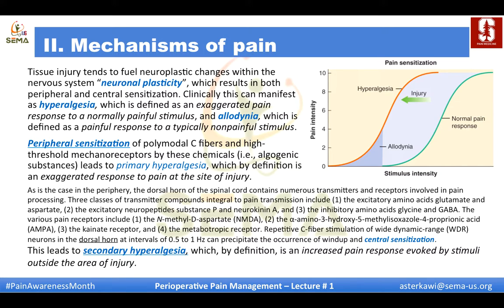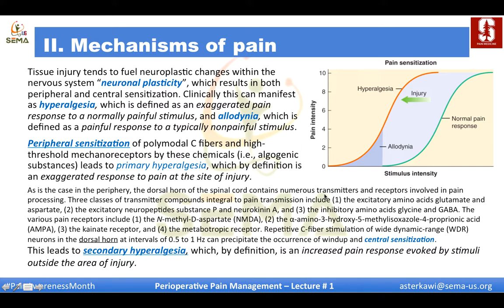So tissue injury tends to fuel neuroplastic changes within the nervous system, which we call neuroplasticity, which results in both peripheral and central sensitization. Clinically, this can manifest as hyperalgesia, which is defined as an exaggerated pain response to a normally painful stimulus, as you see in this picture. Allodynia, on the other hand, is defined as a painful response to a typically non-painful stimulus.